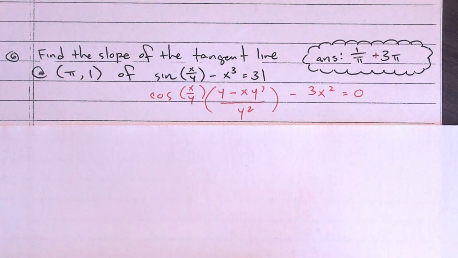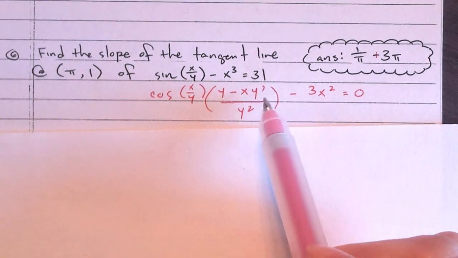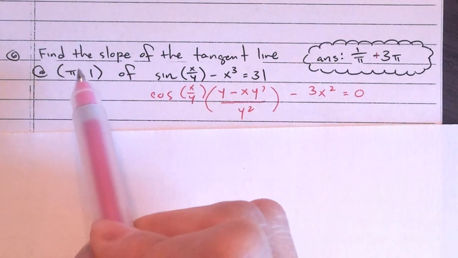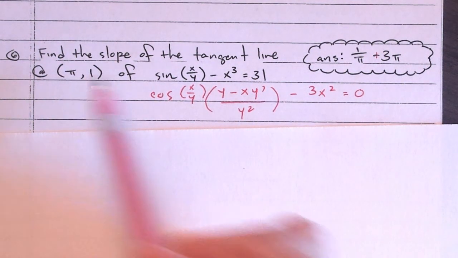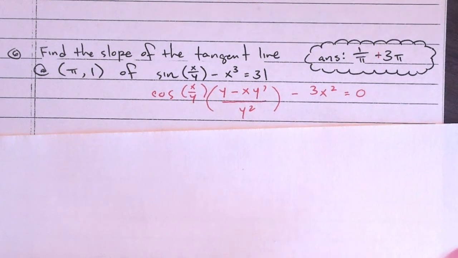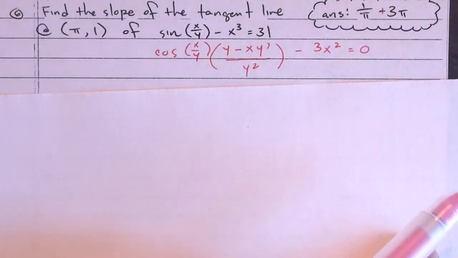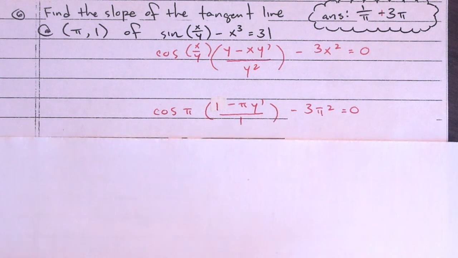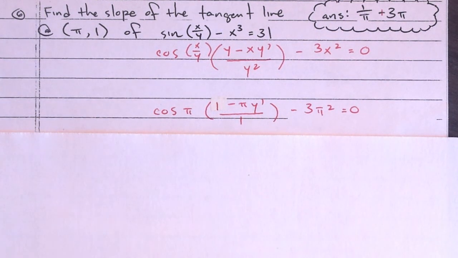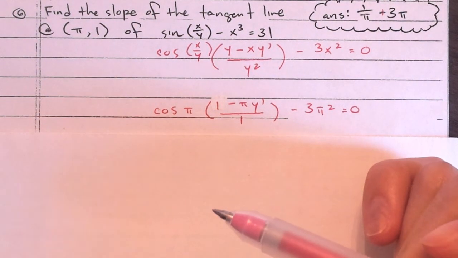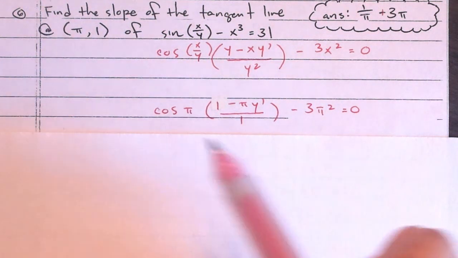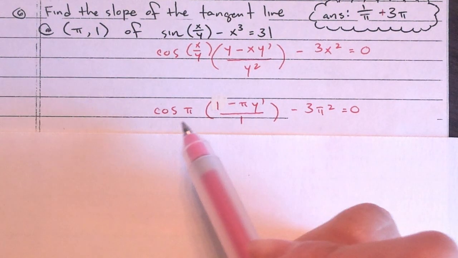Okay, from there, I don't need to solve for y prime. Guys, I can just plug in before I solve for y prime. So here's what I mean. Everywhere you see an x, you put a pi. Everywhere you see a y, you put a 1. And then you get this, right? And then you start to work it out.